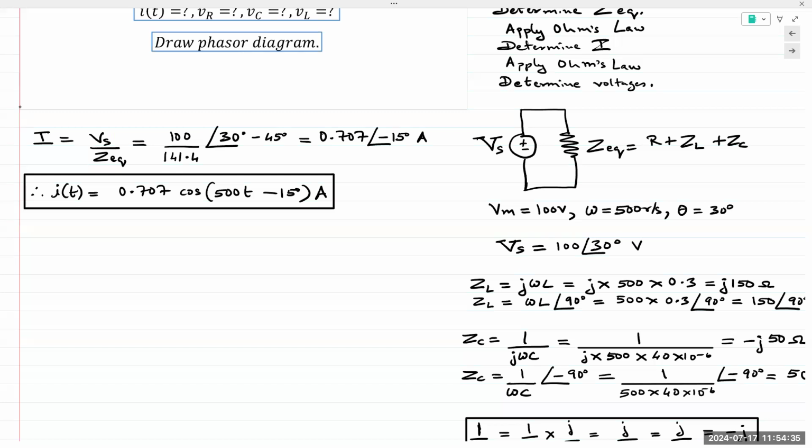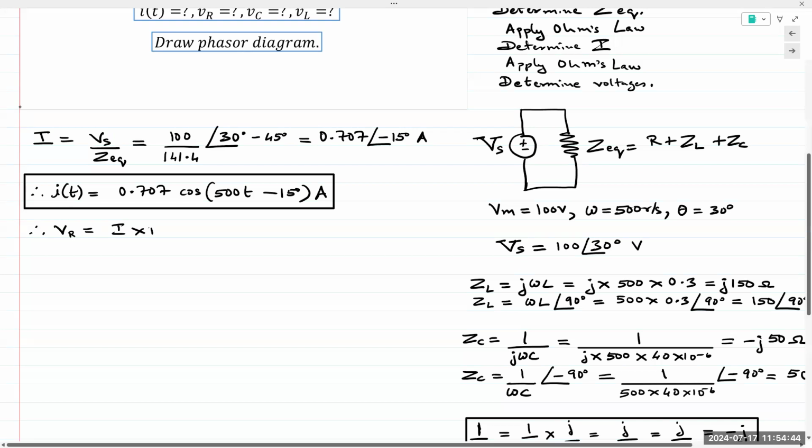So once you have the current, you can find the voltage again by applying Ohm's law. VR would be I times R. This would be rather straightforward because I is 0.707. There's no other phase angle. So it'd be 0.707 times 100. And then the phase angle would be minus 15 plus 0.